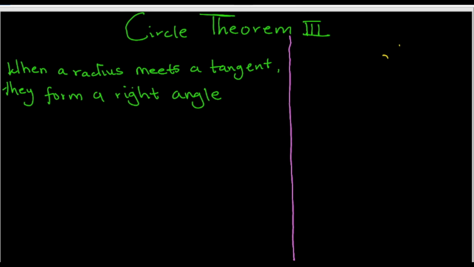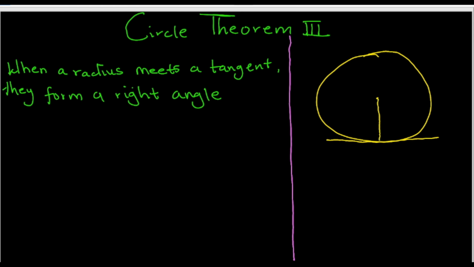So this is a circle. Then the circle has a tangent. A tangent is a line that meets the arc of the circle outside of the circle. Then there is a radius that goes from the center of the circle to the tangent. So what this theorem is simply saying is that whenever a radius and a tangent meet, they form a 90-degree angle, which is a right angle. That's just the simple definition of this theorem.